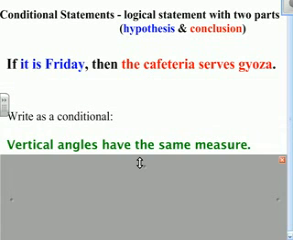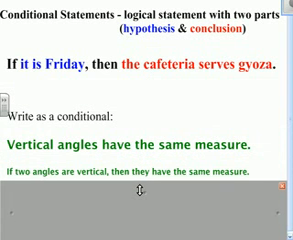Let's see if we wrote the same thing. Vertical angles have the same measure. So if two angles are vertical, I'm testing the first part of the statement to see if you're a member of this group. Are you a vertical angle? If you are a member of a vertical angle, then the conclusion would follow. You would have the same measure. If two angles are vertical, they have the same measure.